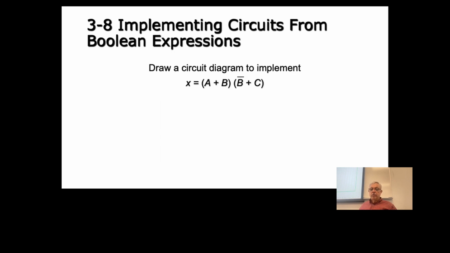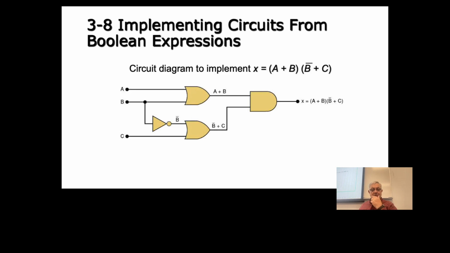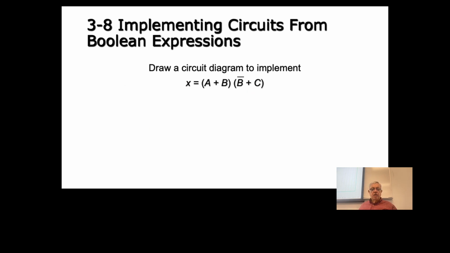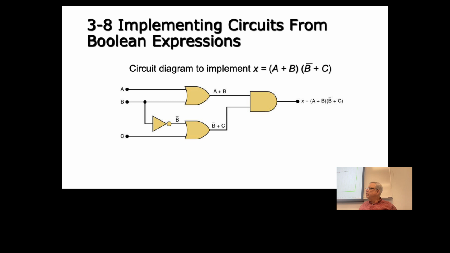Here's an equivalent one: A or B ANDed against B naught or C. Here's the circuit you're going to come up with. Now I'm setting this up with the question, then the answer, without going through it all, because this is something you can walk yourself through and prove after class is over. Hopefully you do it before the final exam.